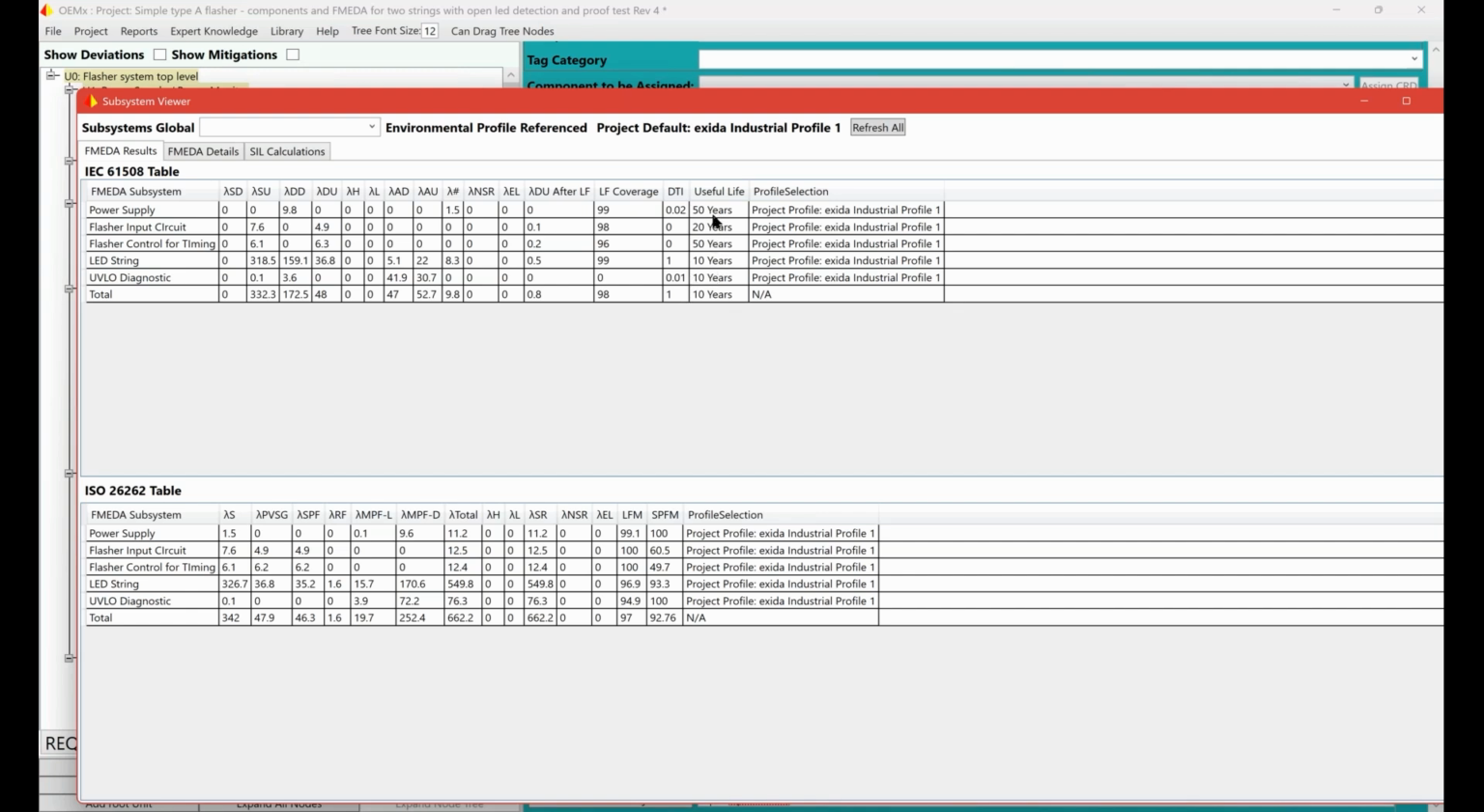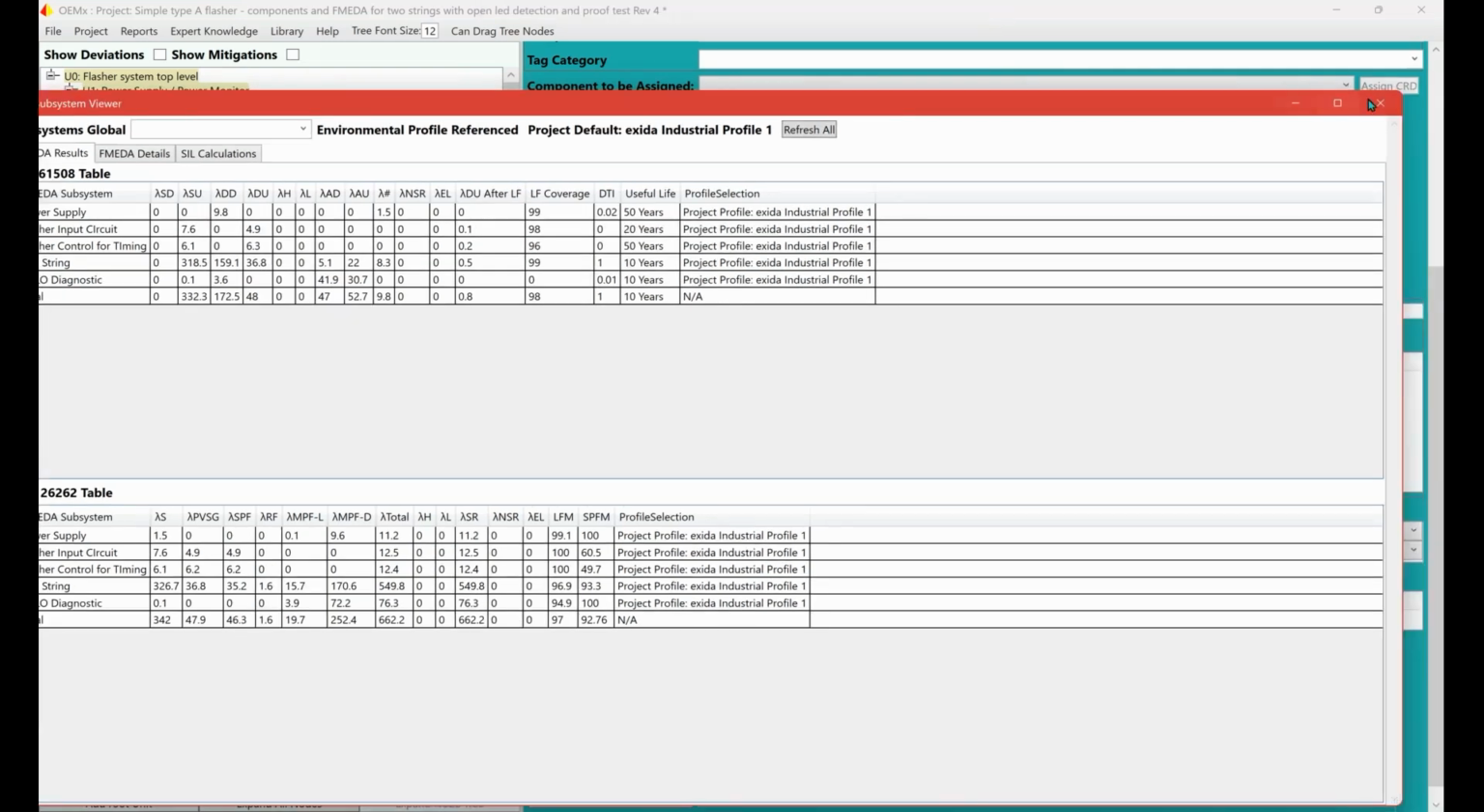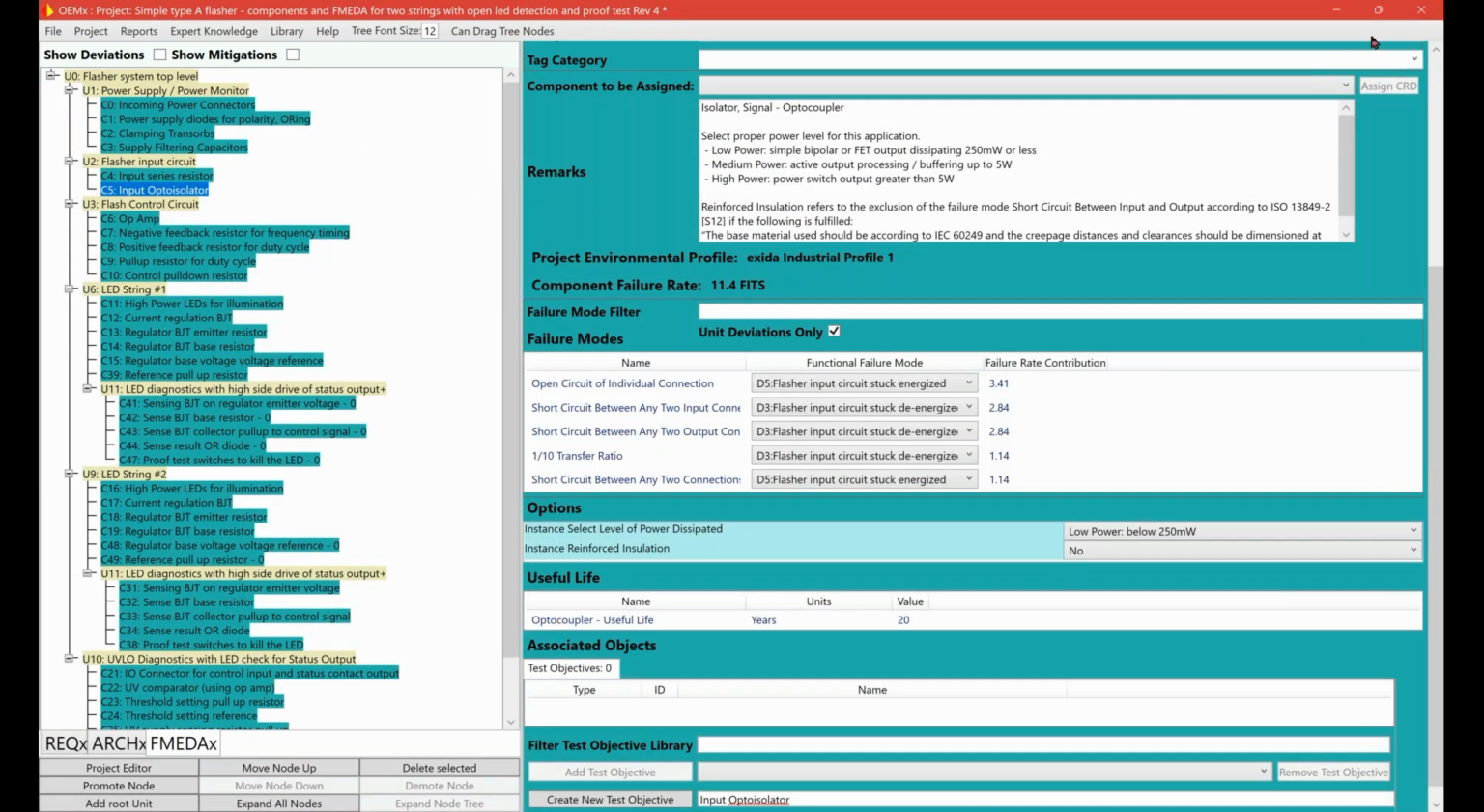And right now, I did increase my useful life for the power supply, but I've got to get in there and take a look at the flasher control circuit and the diagnostic, because I'd like to get that entire useful life over 20 years, and I can go do that. But that might be a design strength parameter, but I think you get the point for now. So let's just drop this out of the way.